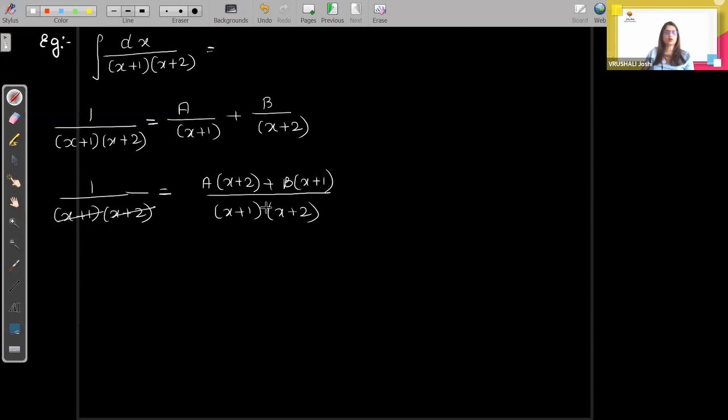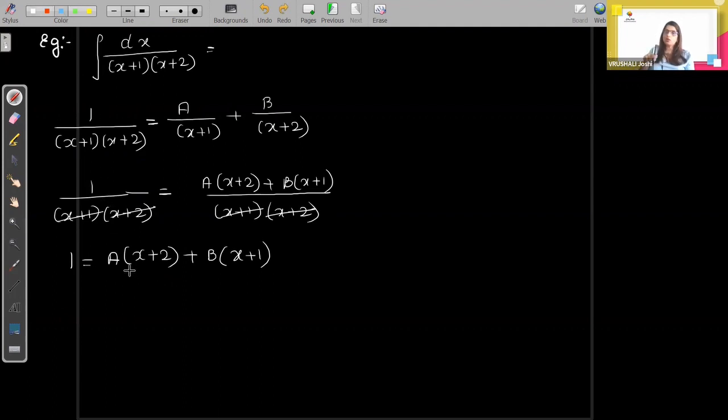So this entire denominator will get cancelled. So now you have 1 is equal to a into x plus 2 plus b into x plus 1. Now we have to find out the value of a and b, correct? So first of all, we will take x is equal to a and b value के लिए.